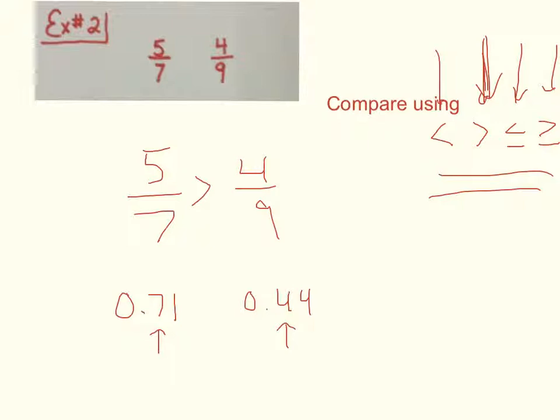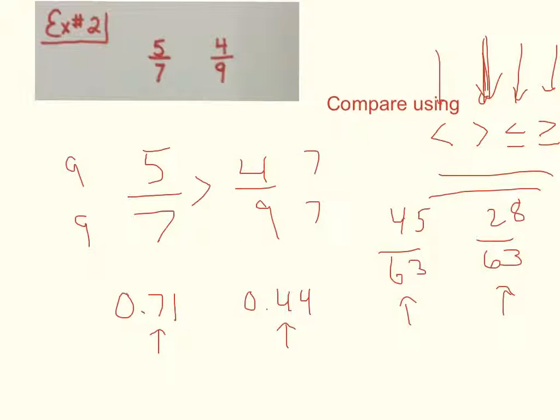Now, if you do it the fraction way, you can get common denominators, and the common denominator would be 63 for 7 and 9. Then you can take the 7, multiply it by 9, that gives you 63, and take the 5 and multiply it by 9, that gives you 45. And then for the 9, to get to 63, multiply the top and bottom by 7, and you get 28. Now you're comparing the same denominator, so it's really easy to see which is the larger fraction. The 45 over 63 is larger, therefore that's the same as 5/7, and that's the larger fraction.